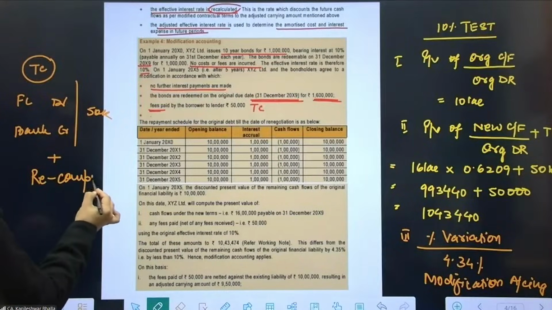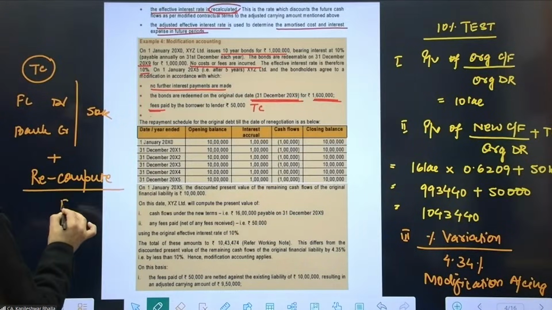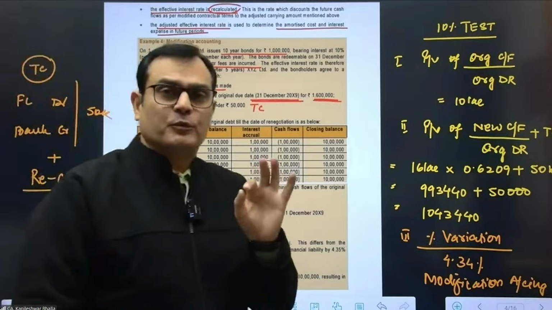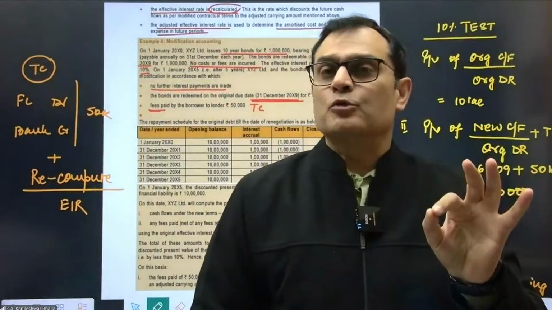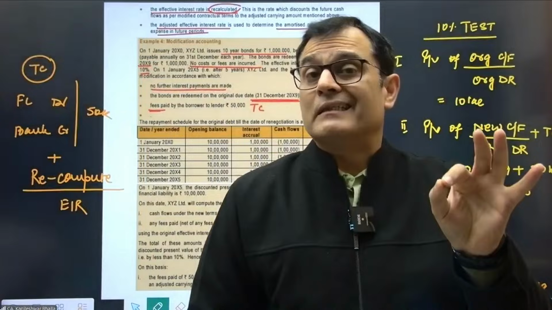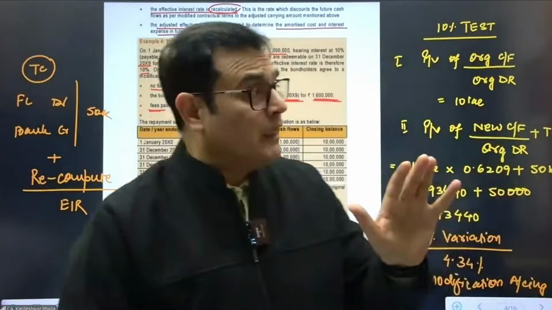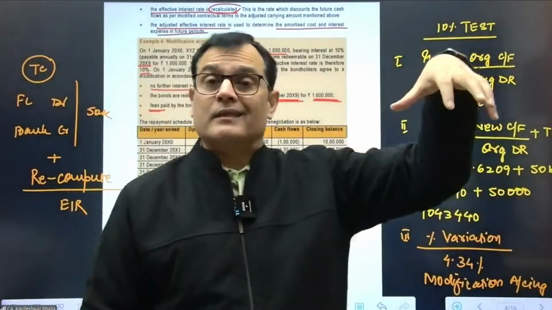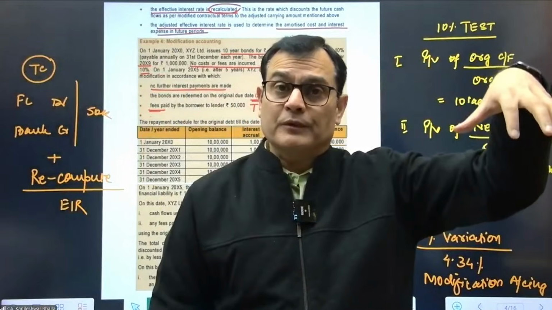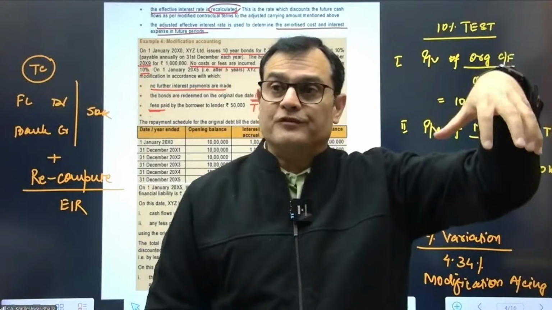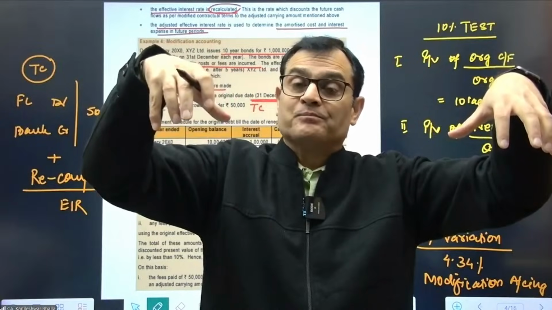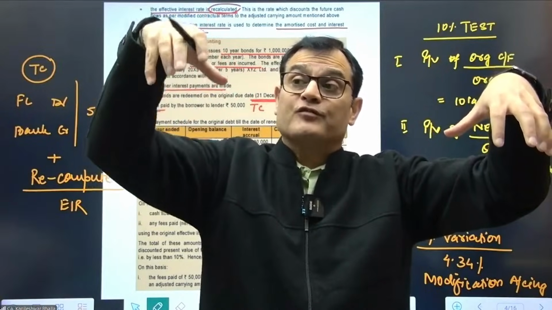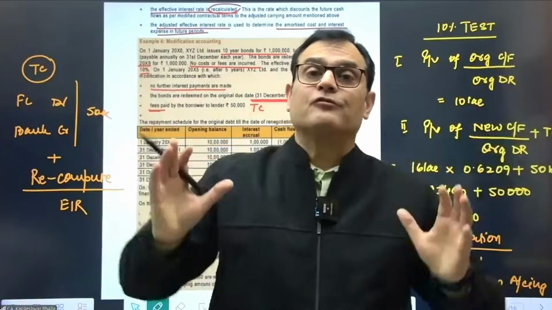This means that there is a need to recompute the effective interest rate for future interest calculations. Because once you reduce the amount of TC from the financial liability, now you cannot use the original EIR of 10%. There is a need to recompute the EIR. How would you recompute the EIR? Consider things from the investor's point of view. Let's say the outflow is 950 and there is only one inflow, 16 lakhs at the end of 5 years. See where the present value of 16 lakhs equals 950.